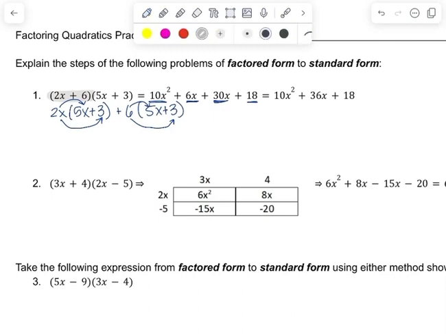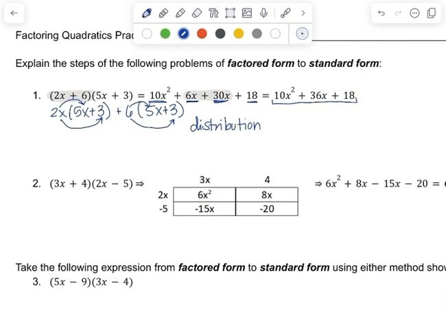And then with the two middle terms, since they both have just an x, you can add them together, so that gives you 36x. And this is the standard form. So this is just a distribution. You can kind of explain what you think is going on there.